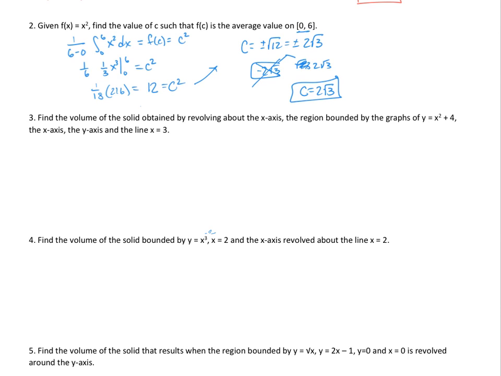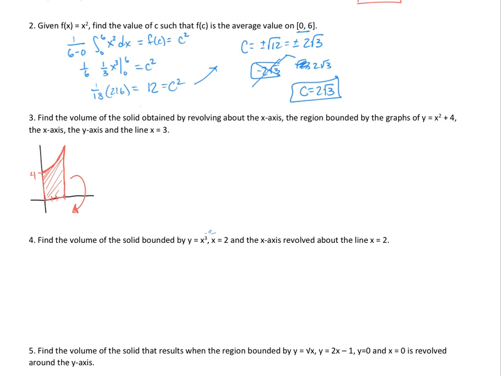So let's go ahead and first start by graphing what we've got going on here. I'm going to draw a quick sketch, and I have the graph of x squared plus 4, so it's going to come up here at 4, and it's going to be a parabola. And the region bounded by that, the line x equals 3, 1, 2, 3. So at 3, we end up like this, and the x-axis and the y-axis. So it's this region in here that we're going to rotate, and we're going to revolve this about the x-axis in this manner.